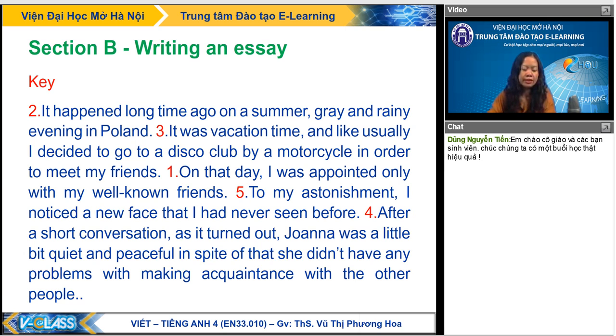Now, here's the key. It happened a long time ago on a summer, gray and rainy evening in Poland. It was vacation time, and as usual, I decided to go to a disco club by motorcycle in order to meet my friends. On that day, I had an appointment only with my well-known friends.